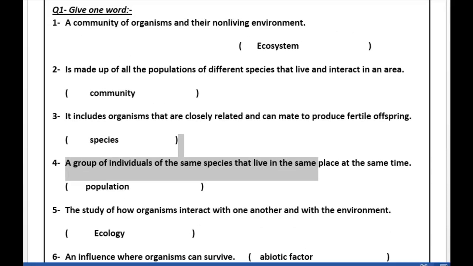Number 2 is made up of all the population of different species that live and interact in an area. It will be community. It includes organisms that are closely related and can mate to produce fertile offspring. When I say that there is a group of organisms from the same type, it will be species. A group of individuals of the same species that live in the same place at the same time. So when I say it at the same place, it will be population.